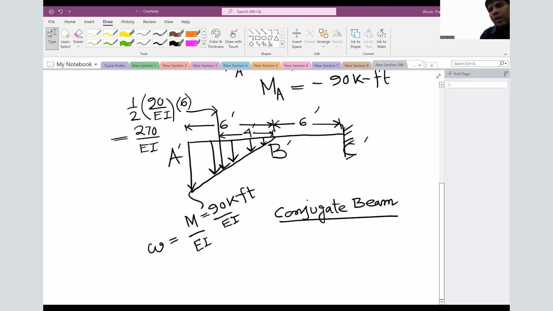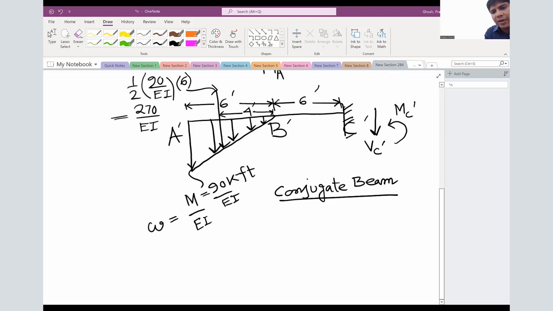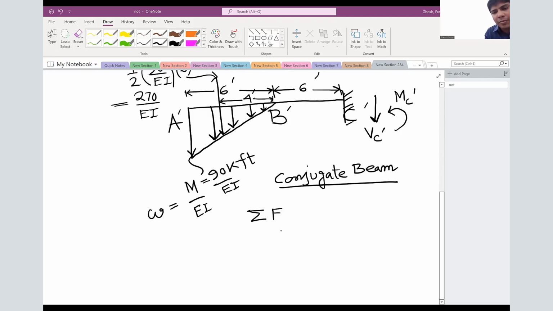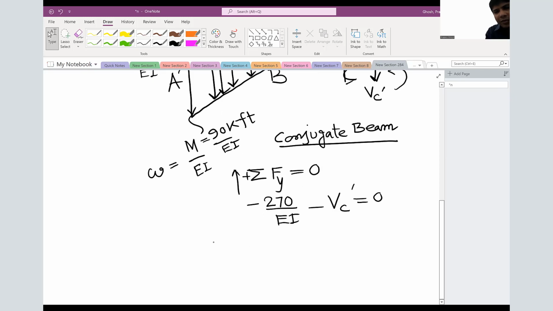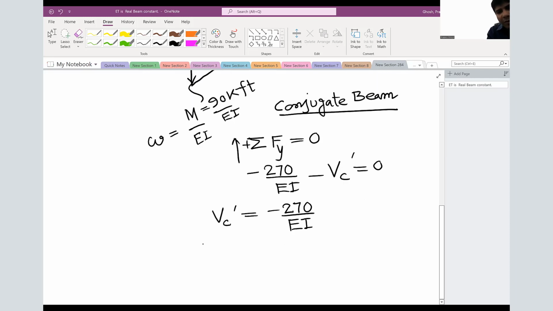So our aim is to find the slope and deflection at point C in the real beam, which will be the shear and moment in the conjugate beam. So let's apply our static equilibrium equation. Summation of Fy is going to be 0. What are the loads acting? 270 over EI, which is acting downward, negative. And at point C, your shear is downward, negative. So that gives Vc prime equal to negative 270 over EI. Correct? So this is your conjugate beam shear.